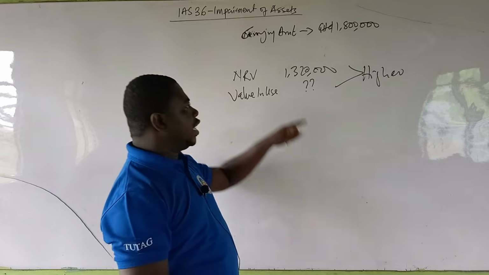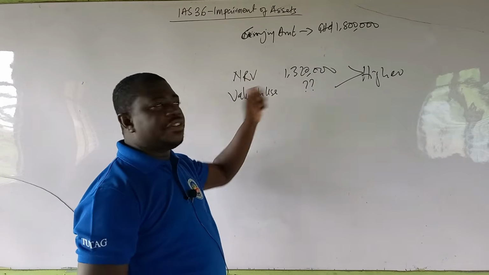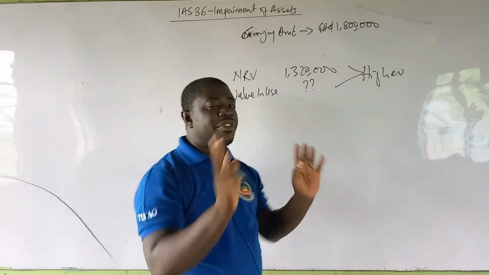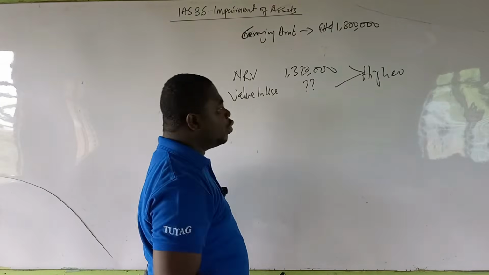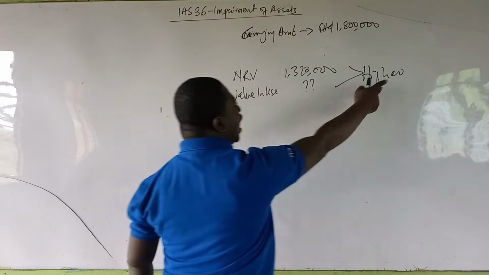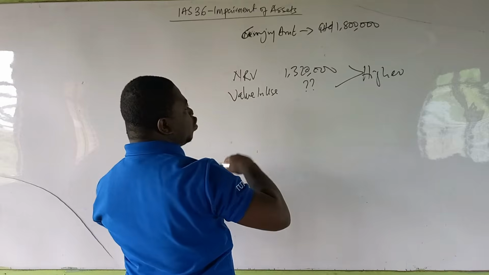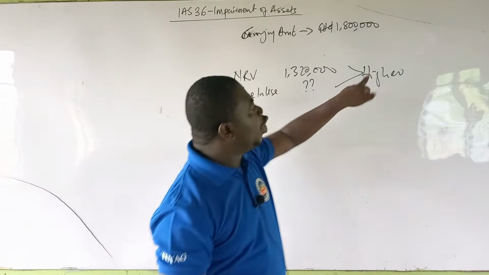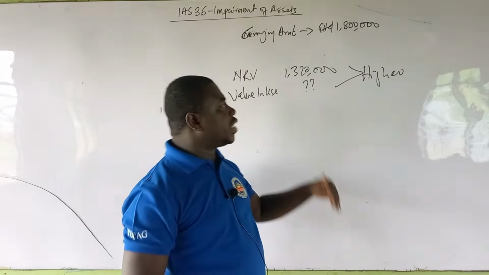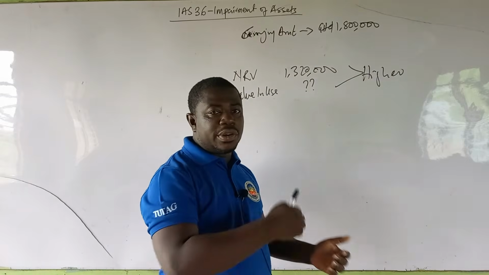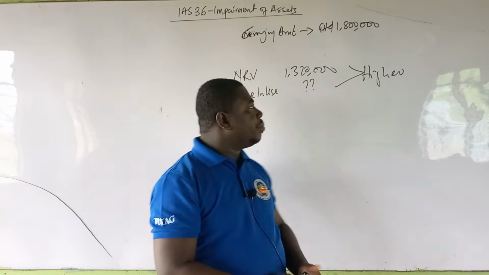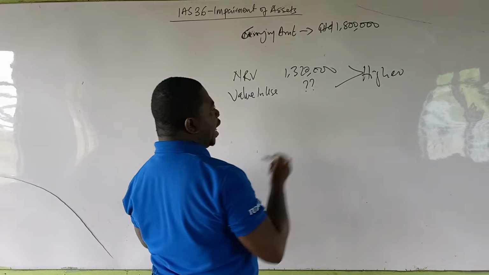But we have been given the net realizable value. We have not been given the value in use. You see, this could have been very easier if we were given the value in use. Then we will compare the two and take the higher amount. Then the higher amount will now be called the recoverable amount. We compare that to the carrying amount, and if it is lower than the carrying amount, the difference becomes impairment loss. But everything has been given except this.